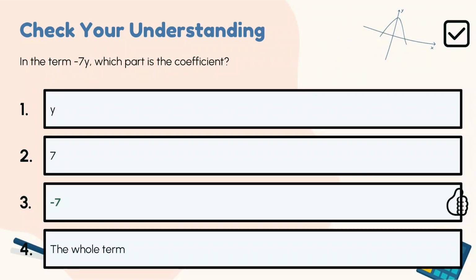The correct answer is -7. In the term -7y, the variable is y. The coefficient is the number multiplying y, and that includes the negative sign. So the coefficient is not just 7, it is -7. This is a really important GCSE skill because missing the negative sign can change the meaning of the whole expression.